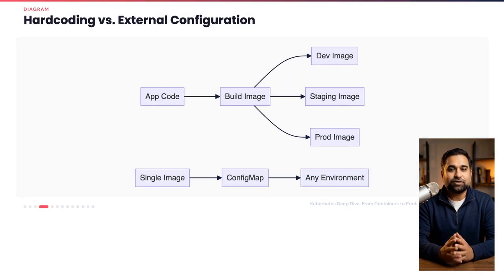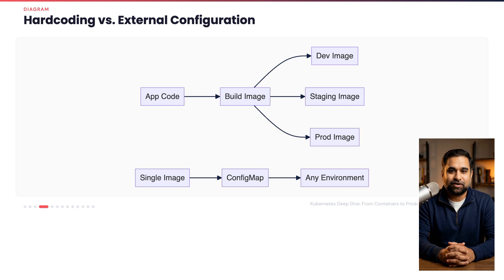And every time a configuration value changes, a new database host, a different port, an updated API key, you have to rebuild. But it gets worse. What about sensitive data? If you hard code your database password into your application, that password now lives in your source code. It lives in your Git history. It lives in your container image. It lives in your container registry. Anyone with access to any of those systems can see your credentials.